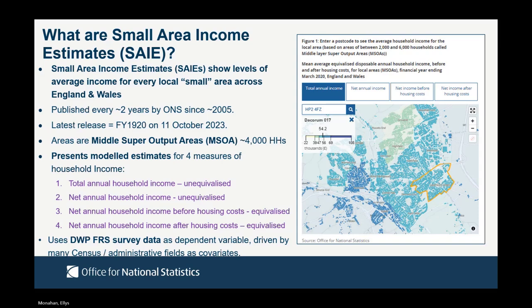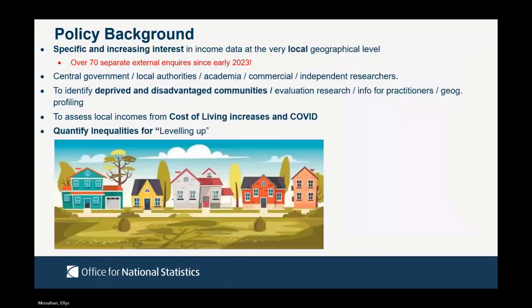So these are the areas that are modelled. So we take it from the DWP Family Resources Survey. That's the dependent variable, and we use lots of other information we know about each local area as our covariates. So next slide. Thank you.